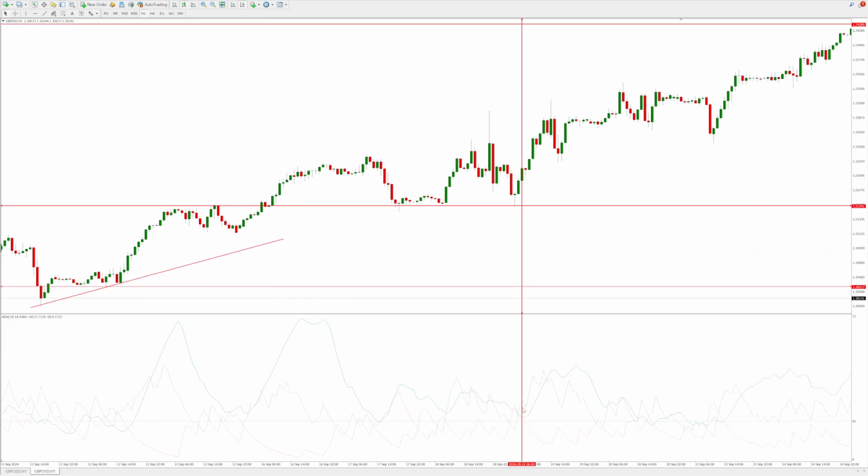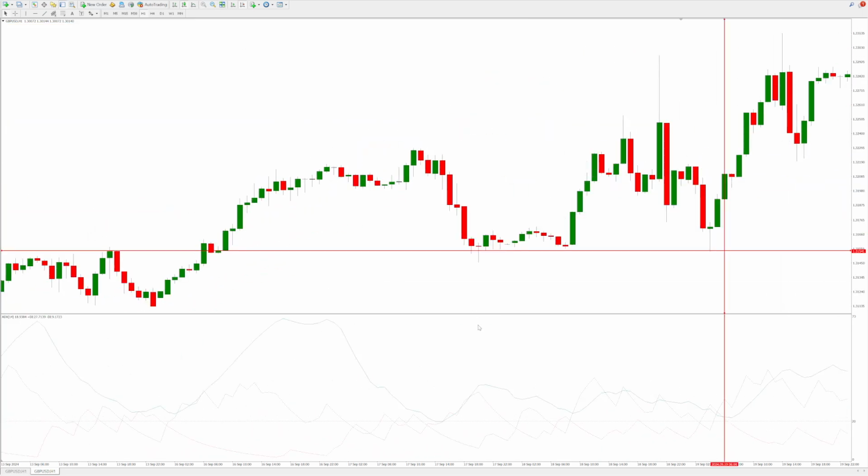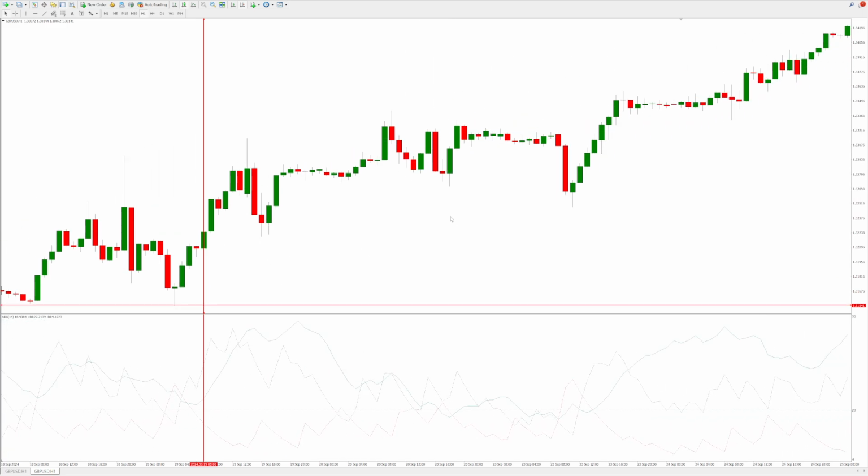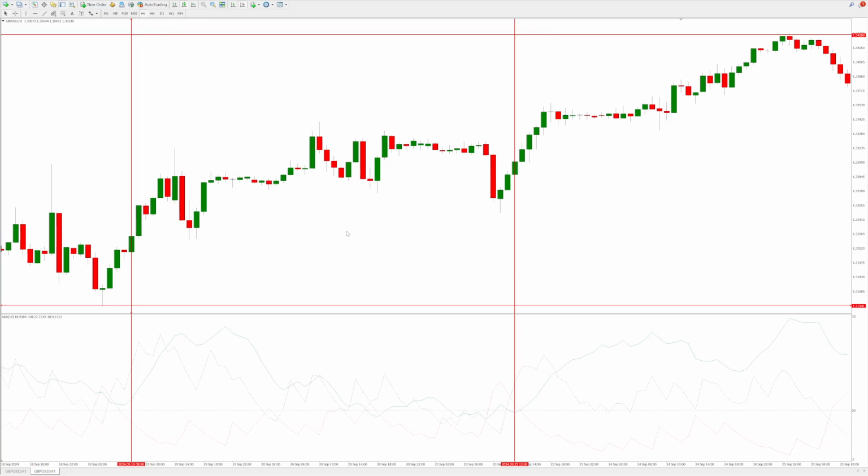Same there, if we just hone in on that. Got the green above red, momentum. Perhaps you'd want to wait for that to turn to the upside and then just enter there. There's still plenty of opportunity left in this move. Again, here, green crossing the red, divergence to the upside, momentum is increasing. Could have been a good entry point there.